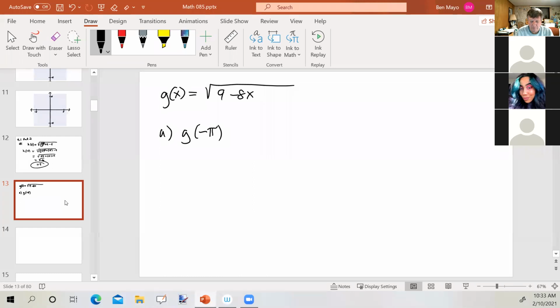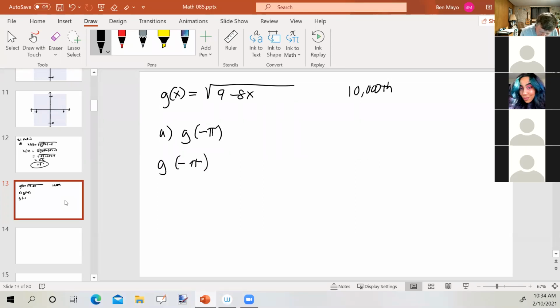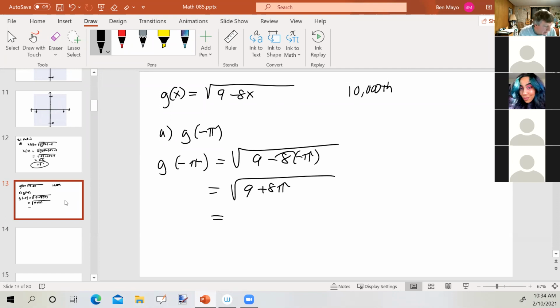It said round to the nearest 10,000. 10,000, okay. All right, so g of, and you said negative pi? Yes. It's going to be the square root of 9 minus 8 times negative pi, which would be the square root of 9. Minus 8 times negative pi would be plus 8 pi, okay?